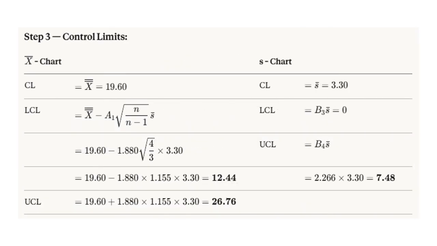We have already seen the formula for the control limits. According to the mean chart formula, the central line is equal to 19.60, the lower control limit is 12.44, and the upper control limit is 26.76. Similarly, for the standard deviation chart, the central line is 3.30, the lower control limit is 0, and the upper control limit is 7.46. Here I have shown the calculations, where I have just applied the formula to get these values.